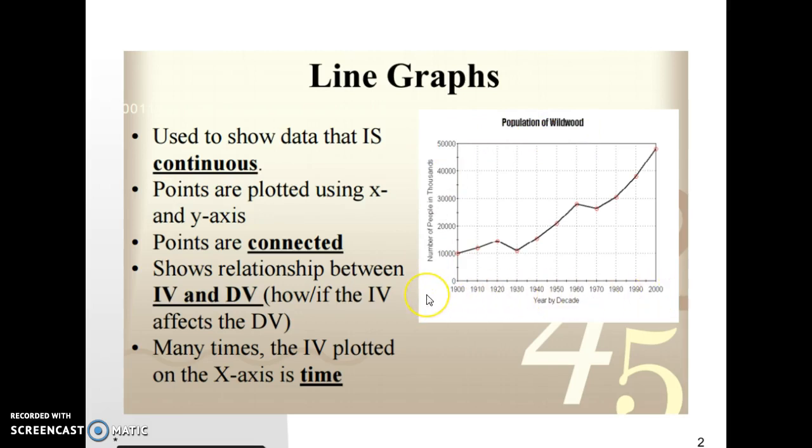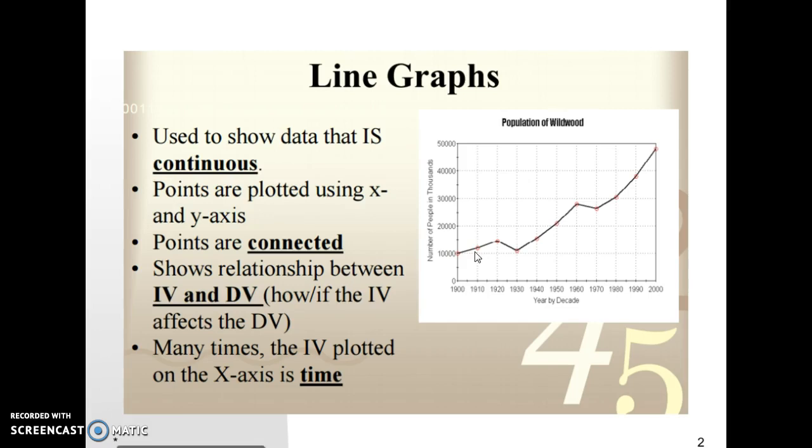So what we're trying to see in this graph is how does the population of Wildwood change over a 100-year span. And by looking at this graph, what do you see? What can you infer that is happening to this population over 100 years? I want you to pause and write down what you chose.